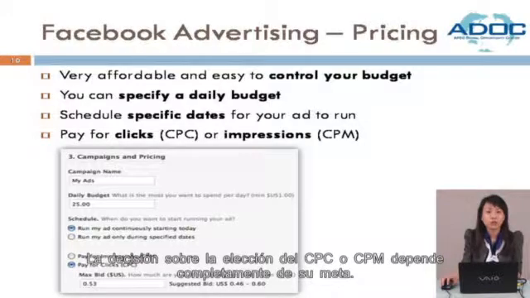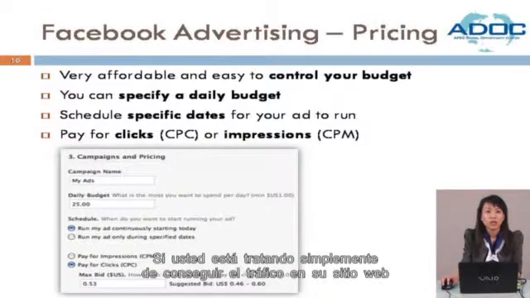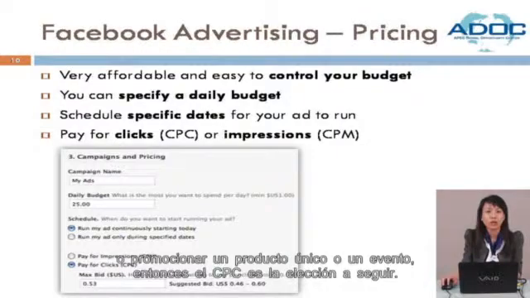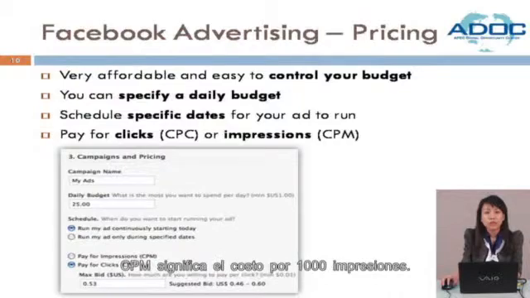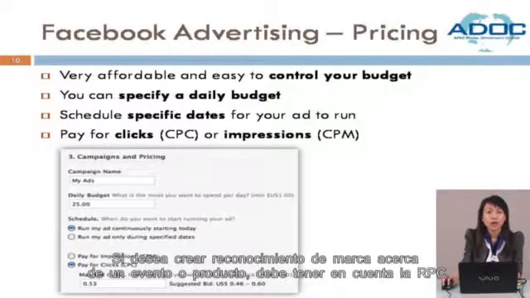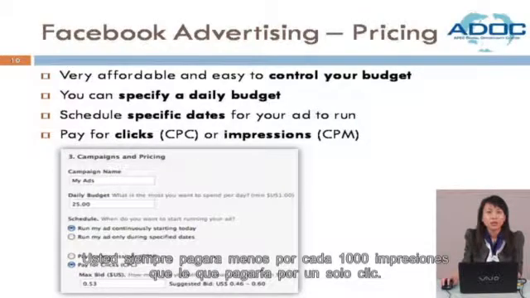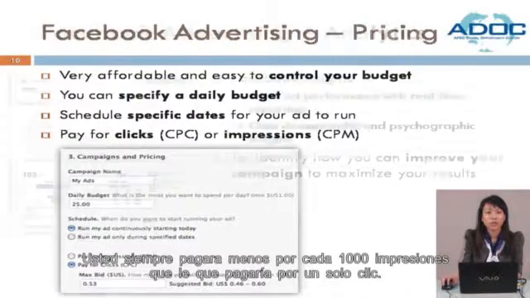Whether you should choose CPC or CPM completely depends on your goal. If you are trying to simply get traffic to a website or promote a one-off product or event, then CPC is the way to go. CPM means the cost per 1,000 impressions. If you want to build brand awareness about an event or product, you need to consider CPM. You will always pay less for 1,000 impressions than you will for a single click.